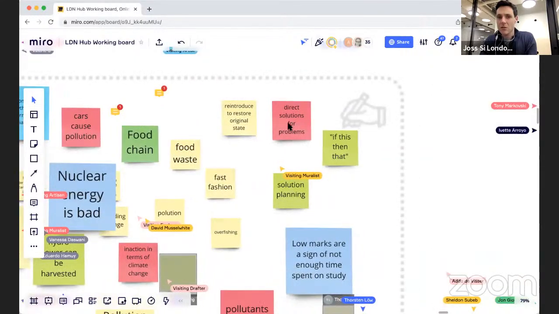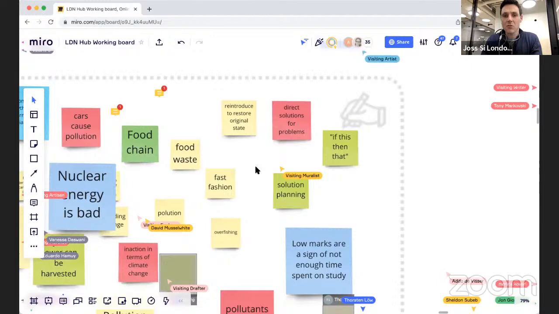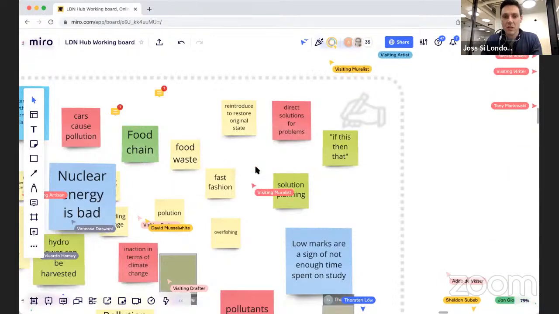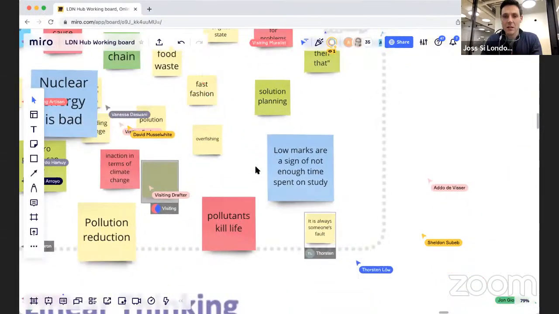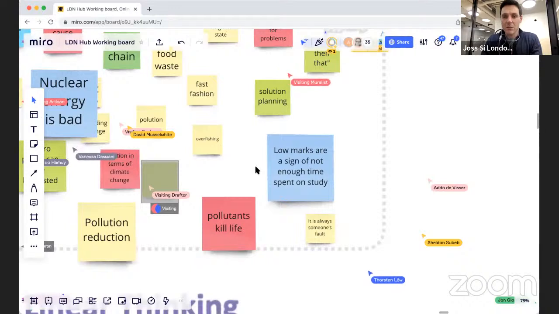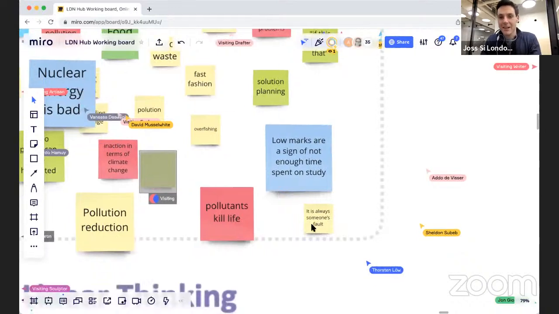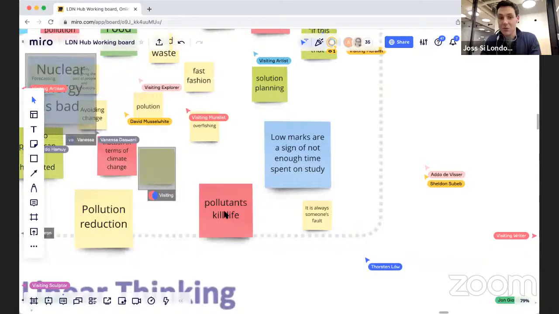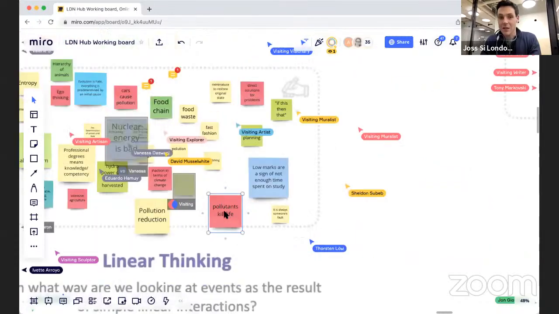Okay, so direct solutions for problems, reintroduced to restore original state. Low marks are a sign of not enough time spent on study. Okay, it's always someone's fault. Pollutants kill life. Okay, very good.